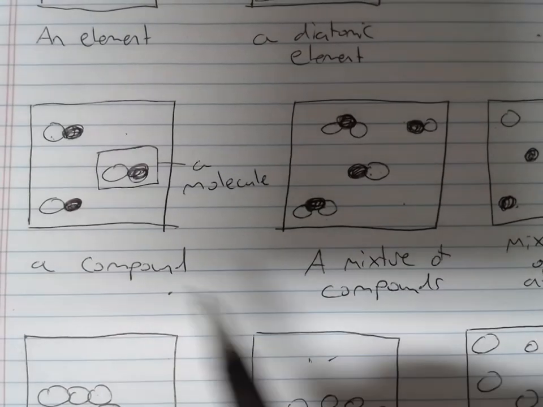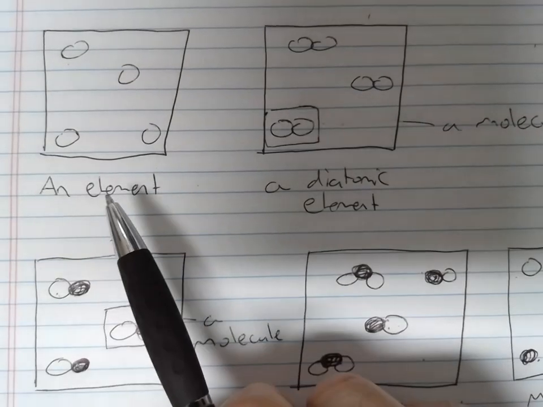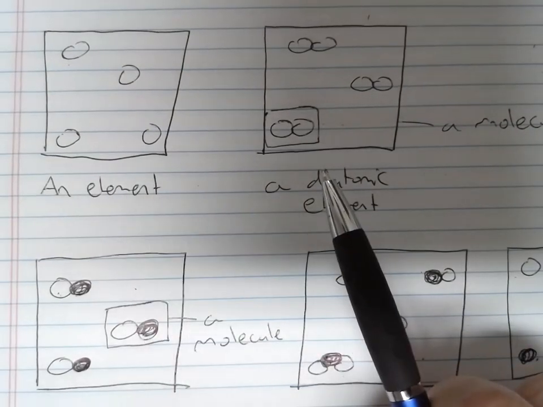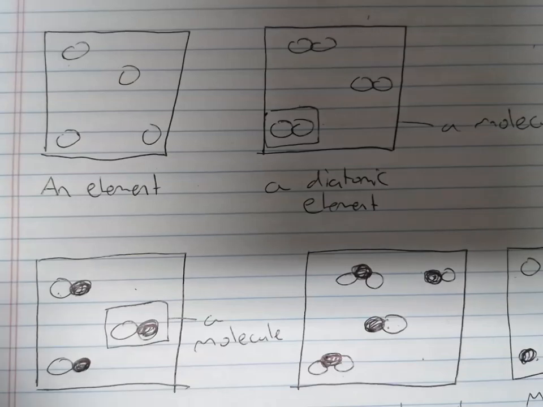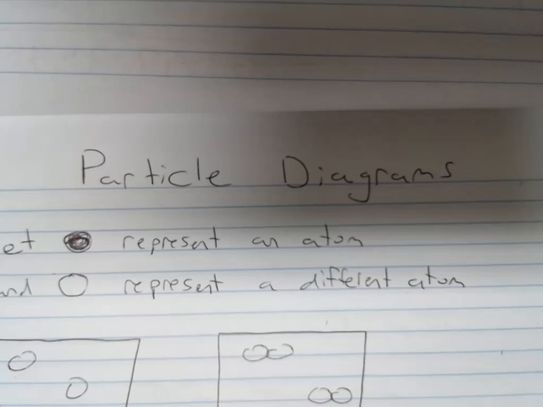Here we have compounds, mixture of compounds. Here we have an element and a diatomic element. So these are what we call particle diagrams. You may be required to recognize a particle diagram and tell what's in that picture. Is it a solid? Is it a liquid? Is it a gas? Is it a single element? Is it a compound? Is it a mixture? Or you may be required to draw an example of something like that.